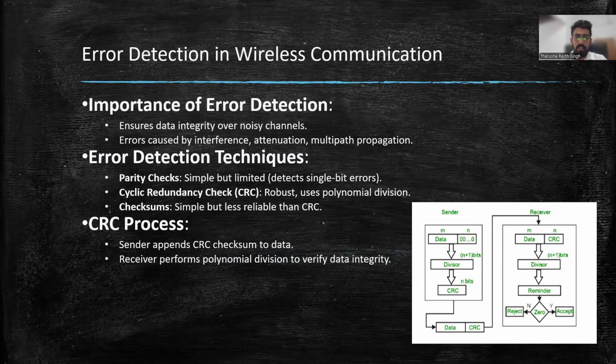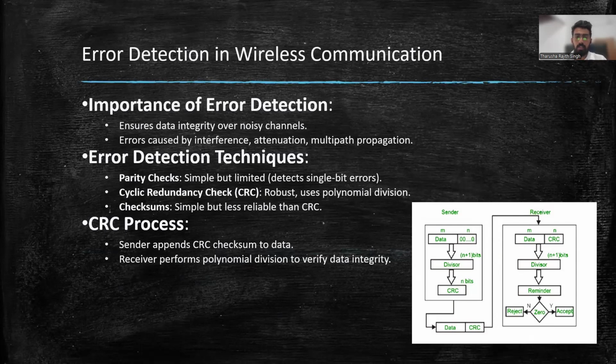Cyclic redundancy check (CRC). CRC is a more robust error detection method. It uses polynomial division to generate a checksum which is appended to the data. Checksums: checksums involve summing the bits in a data unit and sending the result along with the data. The receiver performs the same calculation and compares the result with the received checksum.